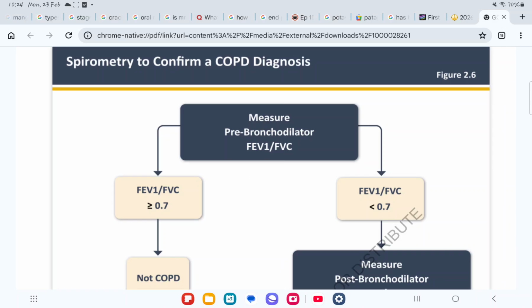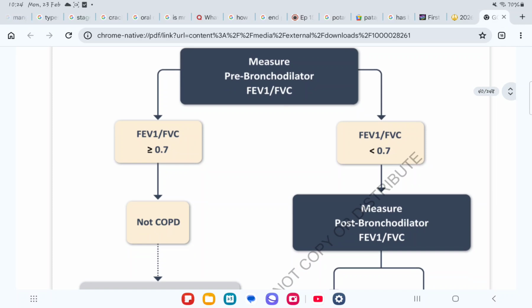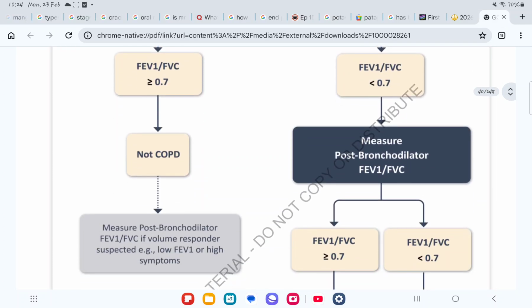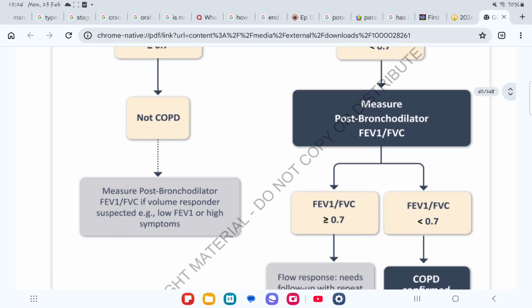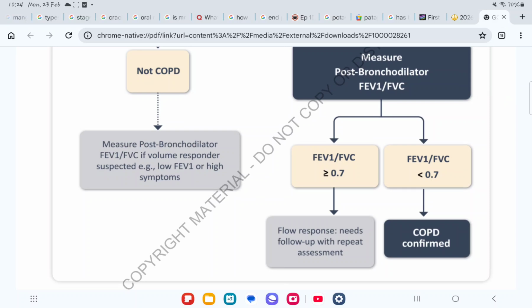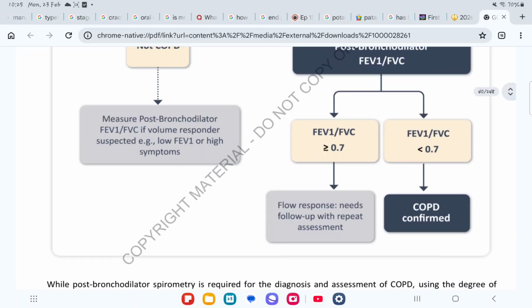This is the spirometric algorithm. Measure pre-bronchodilator FEV1 by FVC. If it is more than 0.7, it's not COPD. If it is less than 0.7, you are going to give a bronchodilator and then measure again. If it is more than 0.7, it is not COPD, likely asthma. If it's still less than 0.7, FEV1 by FVC post bronchodilator is less than 0.7, COPD is confirmed.